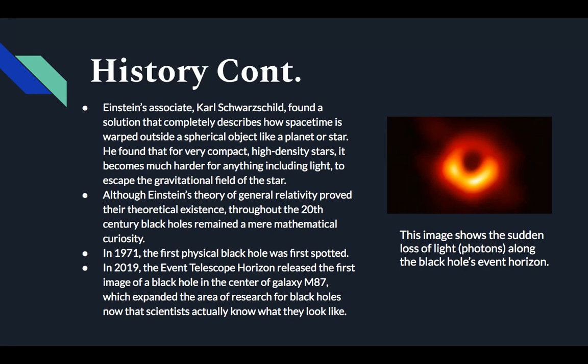And recently, in 2019, the Event Horizon Telescope released the first image of a black hole in the center of the galaxy called M87, which expanded the area of research for black holes now that scientists actually knew what they look like. And here on the right is the recent image that was taken in 2019 of the first black hole to give us an idea of what they actually look like.